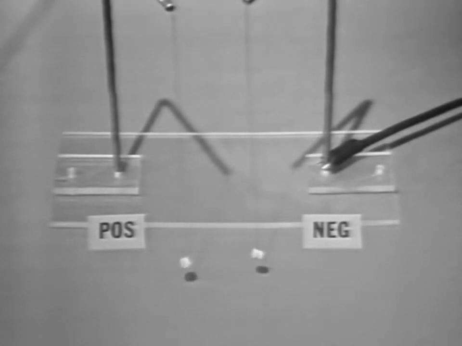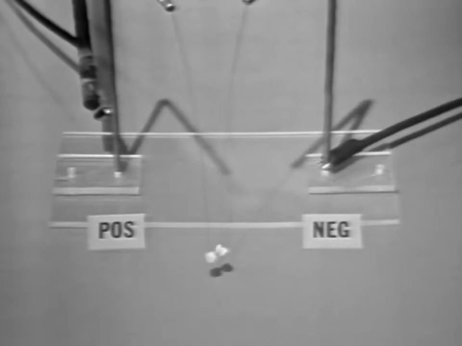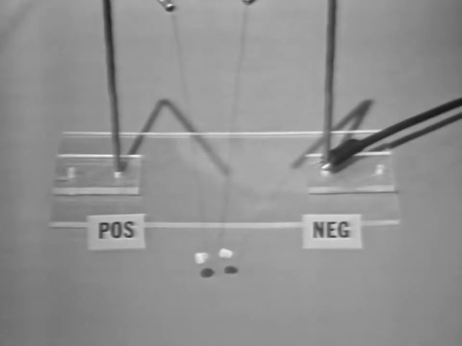Now, the pith balls fell apart because the charge is neutralized. So, trying it again, positive on one, negative on the other, the pith balls attract. Remember then, a negative and a positive, or unlike charges, attract. Okay, turn off the power source.